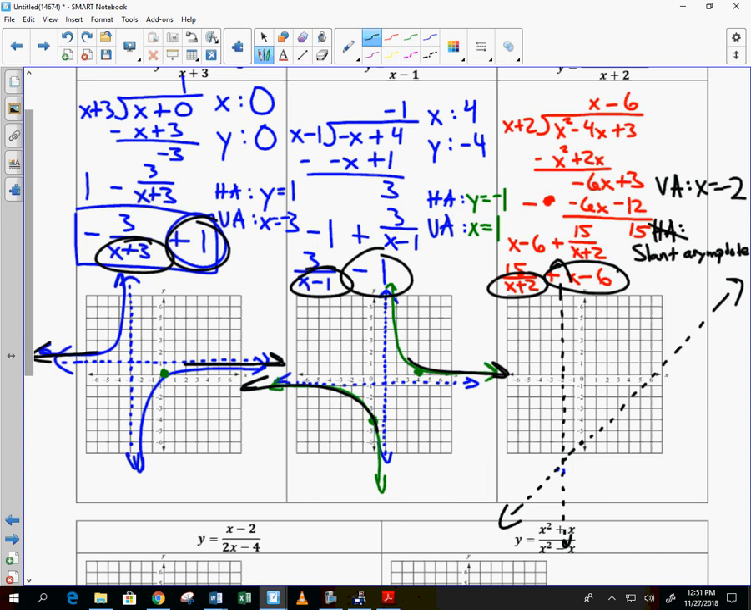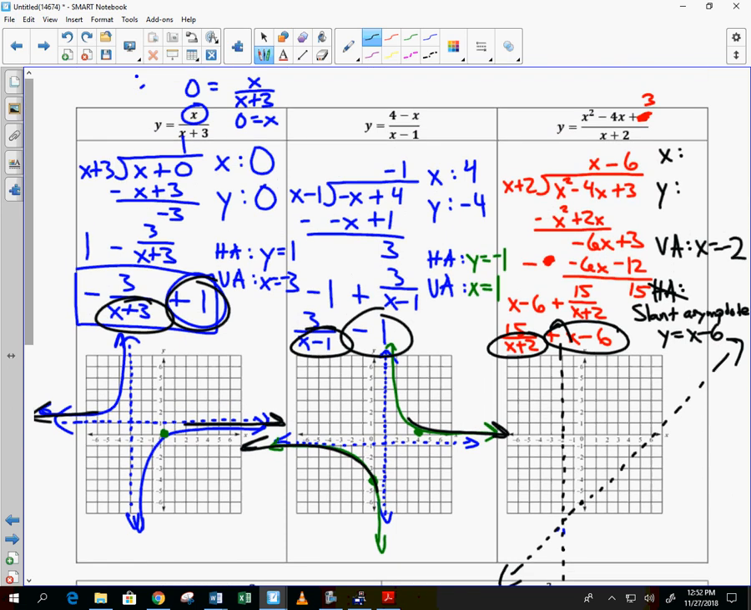And the slant asymptote is y equals x minus 6. There are two other things that I can find that would help me graph this. What are they? The x and y intercepts. How do we find the y-intercept? Plug in 0 for x, and we get 3 over 2. So I'll plot 3 halves on the y-axis. I know that that's a point that it goes through.